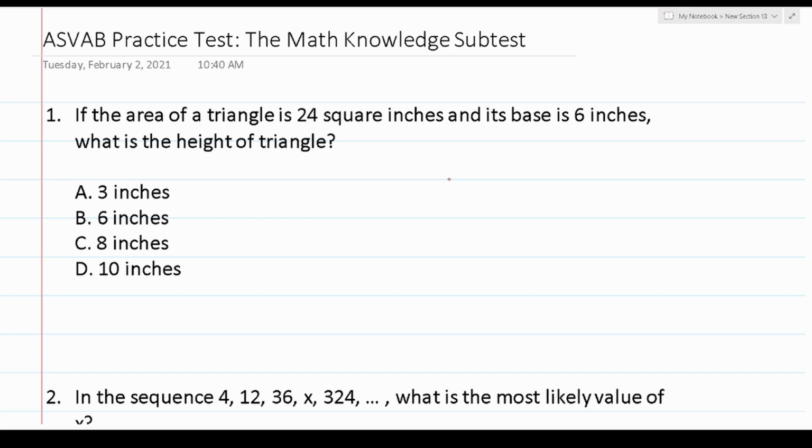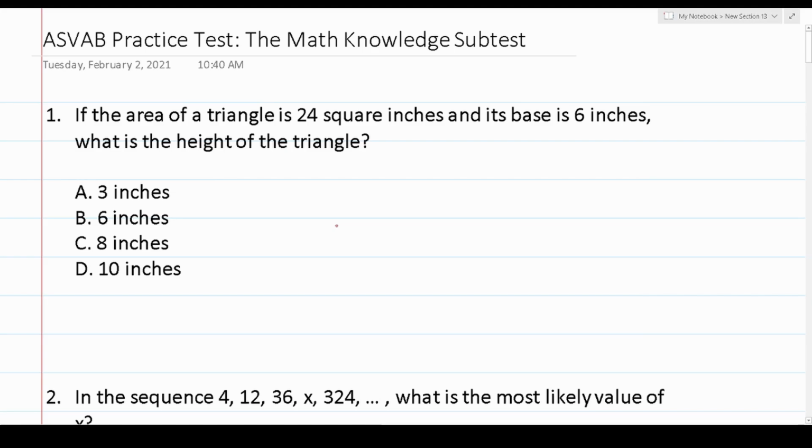Finally, I want to say that you shouldn't just take one of these practice tests and assume you're going to see everything that you may see on the ASVAB. Instead, I always recommend that you take at least 10 of these practice tests to fully prepare yourself for the ASVAB. So all those things finally being said, let's go ahead and get started with this practice test.